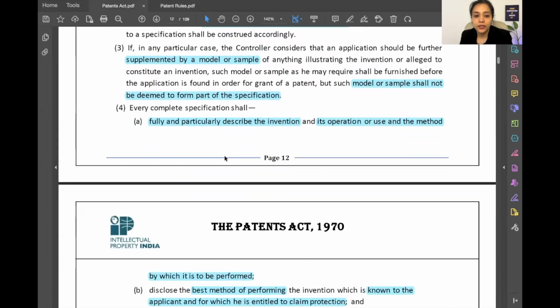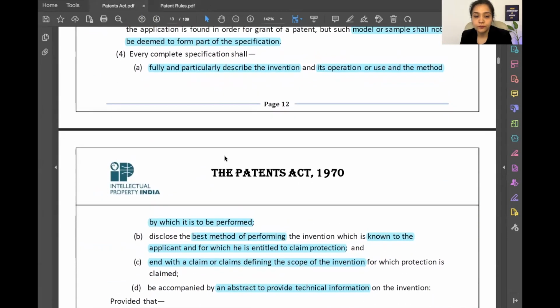So next, let's come to subsection 4. Again, it is a very, very important subsection. So 4A says every complete specification, so we have the word complete specification here, shall fully and particularly describe the invention and its operation or use and the method by which it has to be performed. So let's try to break it down into elements and understand.